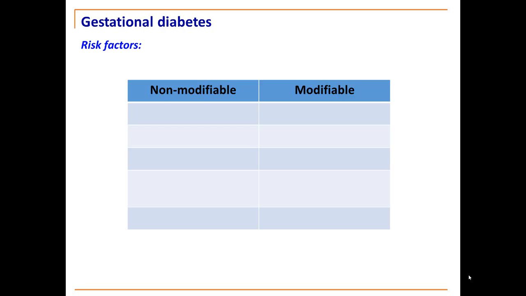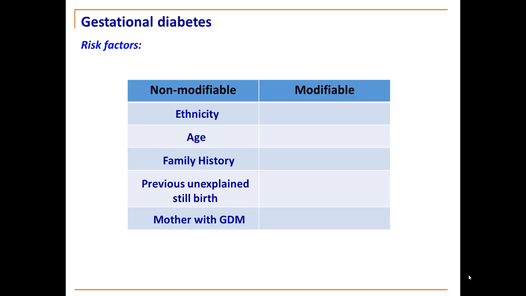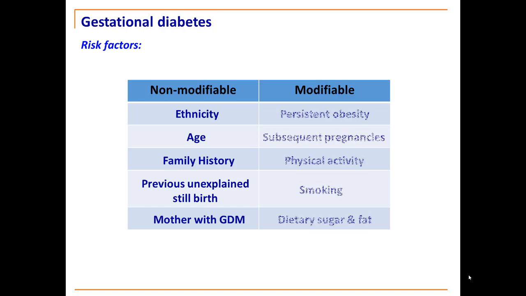So what are some of those risk factors? Some of them are modifiable, some of them are non-modifiable. Of course, the things you can't do anything about are your ethnicity, your age, your family history, previous unexplained stillbirth, and a mother with gestational diabetes. There's nothing that can be done about that. But there are modifiable risk factors, such as obesity.